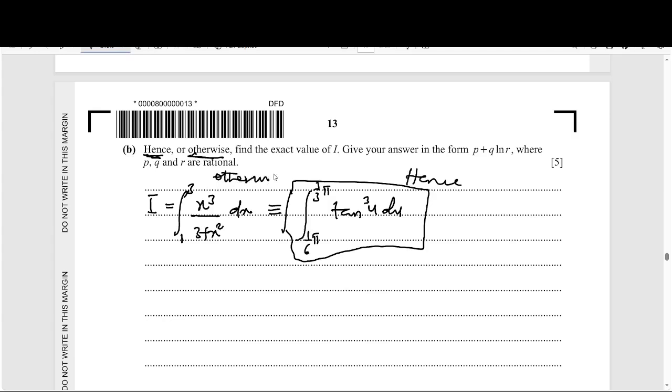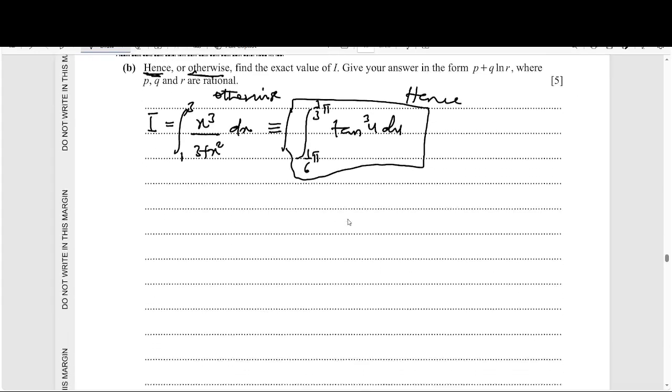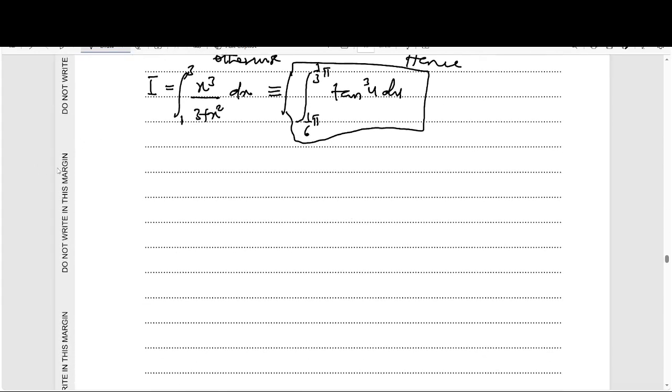So hence means continue from where you ended, and otherwise means that you can start afresh and start your integration all from the beginning, right? So I'm going to do both sides. You pick the one that you think is easier for you. I'm going to go hence. That means I'm going to integrate using the tan expression. So let's go for hence. You don't need to write it; I'm just writing this for identification purposes.